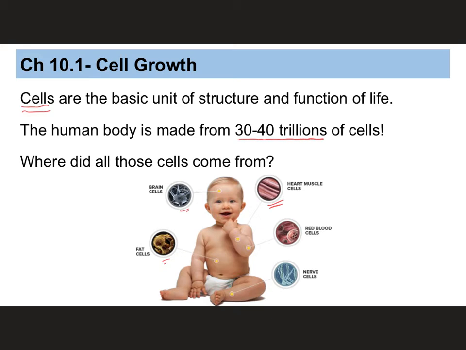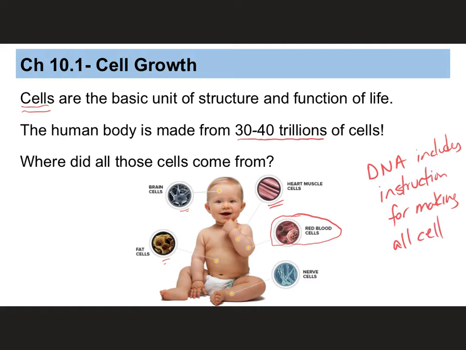And don't forget about the cells that don't even stay in one place. What about red blood cells that carry oxygen? All of these cells are a little bit different, and yet our DNA includes the instructions for making all of these. In fact, every single cell in your body has the full, complete instruction set for making each one.